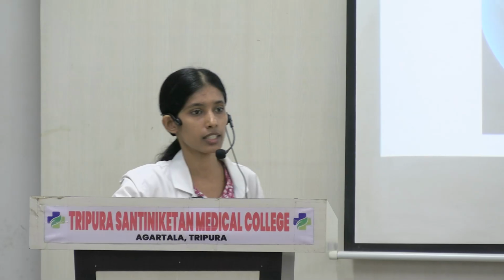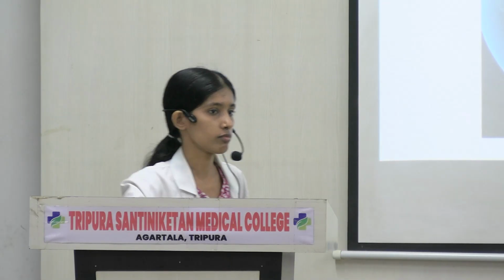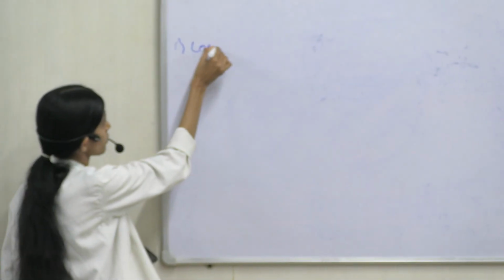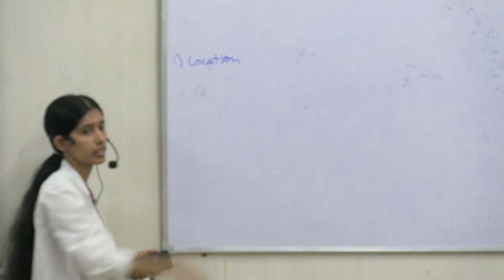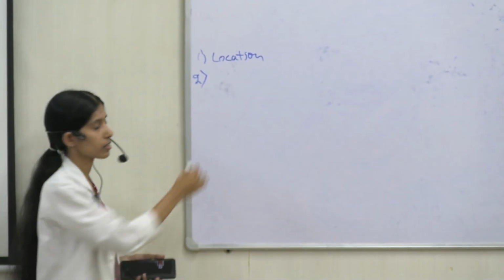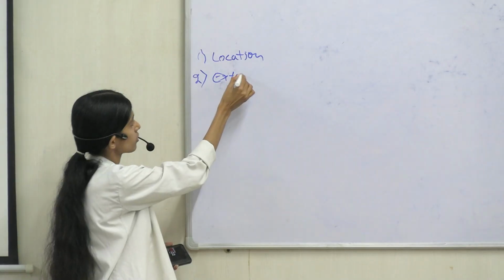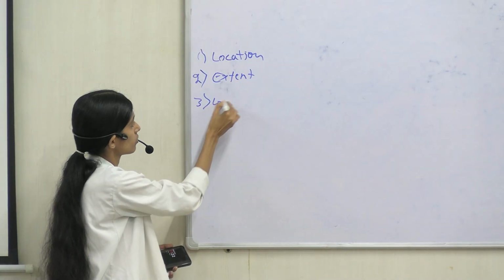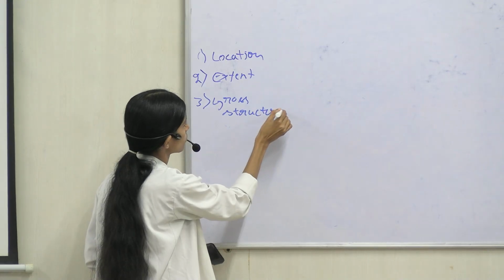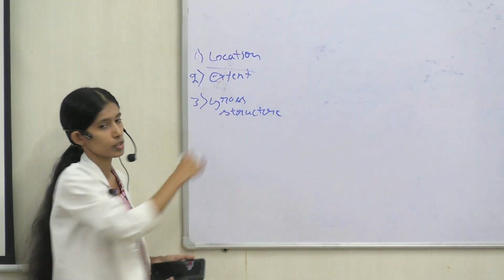So we will start with the gross anatomy of the breast. What have you all learnt in the gross anatomy of the breast? First, we have to start with the location, where the breast or mammary gland can be seen. The second part is the extent, followed by the gross structure of the mammary gland. So tell me about the location.